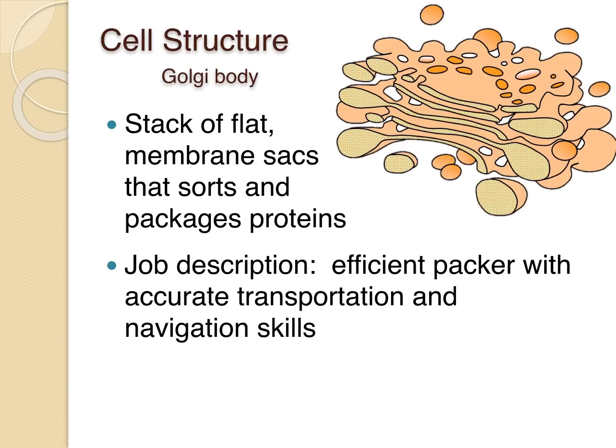So it's going to take those proteins that are made on the ribosomes, and it's going to package them in those little vesicles. So if you look at the top right-hand side, you can see those circles coming off of the Golgi body. Those are vesicles. So those are going to actually package them up like little boxes and ship them to wherever they need to go.